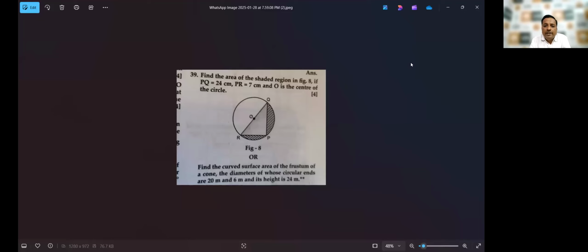Find the area of the shaded region in figure 8 if PQ is equal to 24 and PR is equal to 7. So O is the center. Now, आर्या, हम लोग अभी थोड़ा शॉर्टकट में जाते हैं. We know this is a right angle triangle. So PQ is 24 already given, and this one is 7, और ये कितना आएगा, 25 आएगा with the help of Pythagoras theorem.